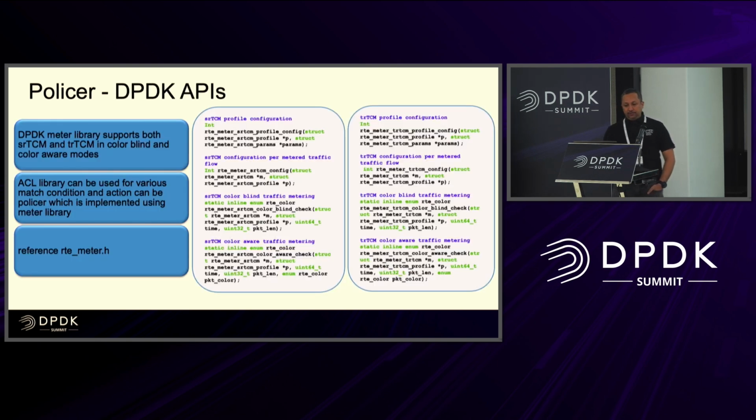These are the APIs from the DPDK that we use. I am not showcasing here RFC 4115, which is also implemented in the DPDK, and you have the APIs available. So we are defining a profile here in the configuration. You have a profile application to the meter flow, and then based on the color-aware or color-blind mode, you can call the API and it will give you an output of the color of the packet. You can choose to drop or forward accordingly.